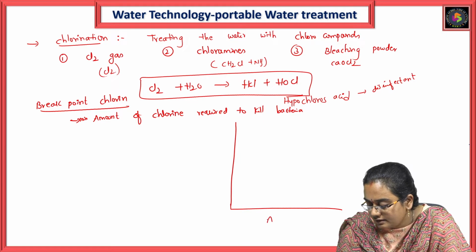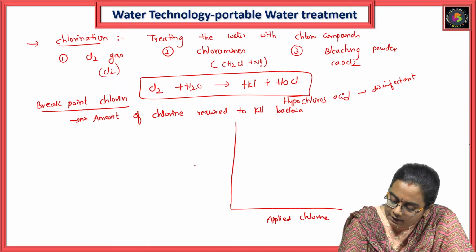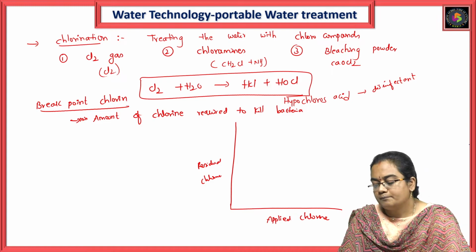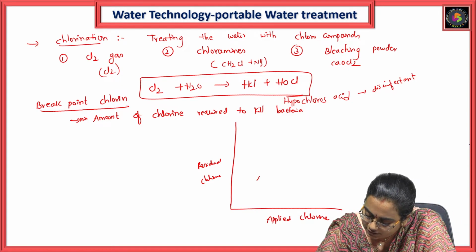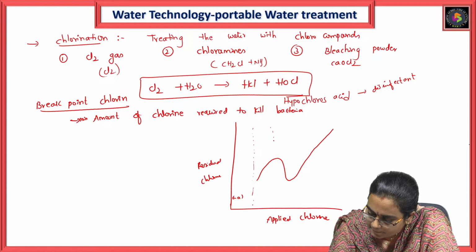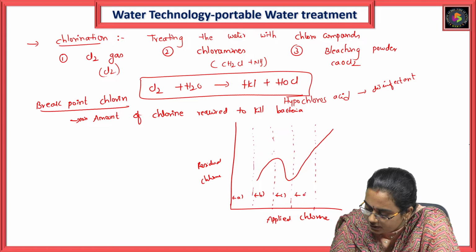When a graph is plotted between applied chlorine and residual chlorine, you are going to get a graph like this. This is your A grams, this is your B grams, this is C grams, this is your D grams.